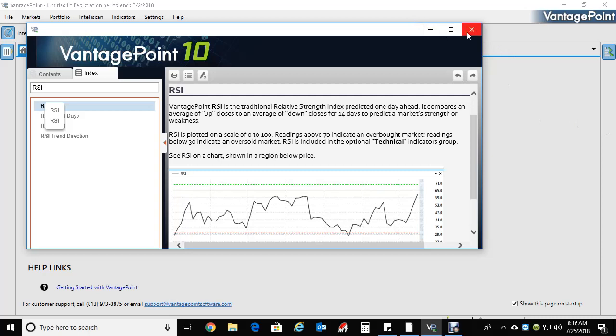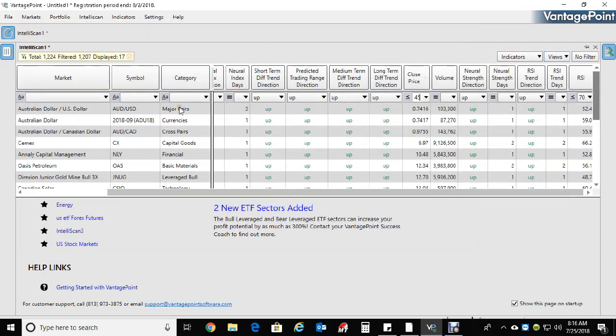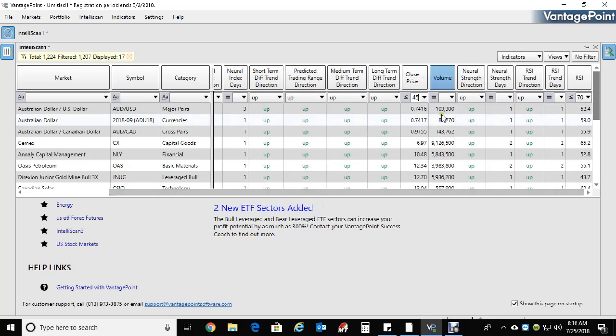So that way, when you have some time to play with it, you can explore them. But over here, we already have the volume, the neural strength direction, and the days, and the RSI trend, and the RSI. Did you do this by yourself yesterday?